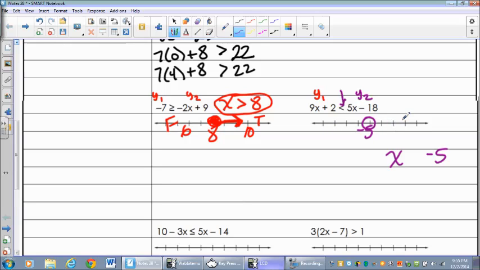To the right, my numbers are getting bigger, so that means I have -4, -3, -2, -1, and I'm going to plug in 0. If I go to the left, that'd be like -6, -7, -8. So pick a number that you want to plug in to the left. So I'm going to pick -8, and I'm going to plug in 0.